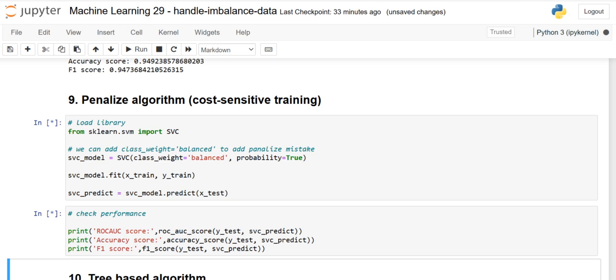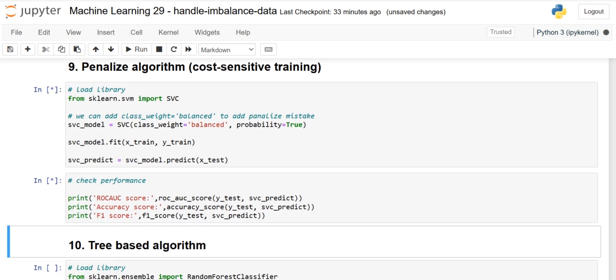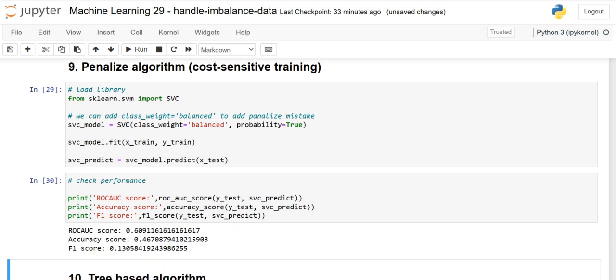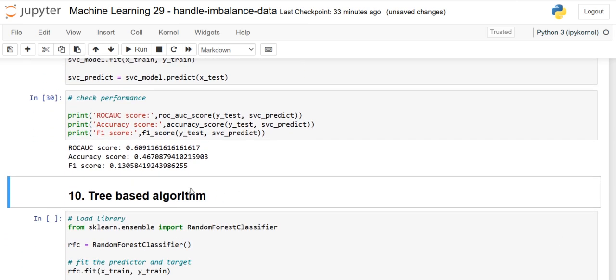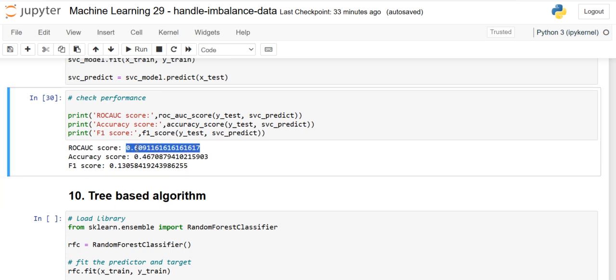So once again, dear friends, let me train the model and observe the output. Okay, observe here, the accuracy is 46.7. What a drastic change there is. And here ROC AUC is 60.9, that is 61% only. So there are many things to consider.